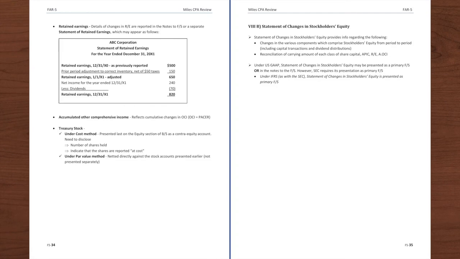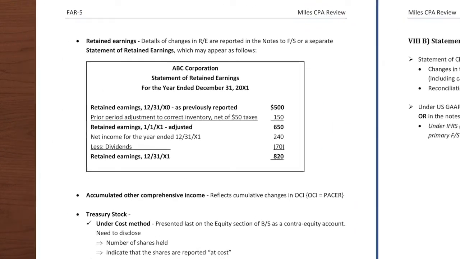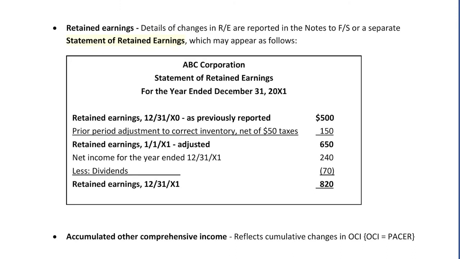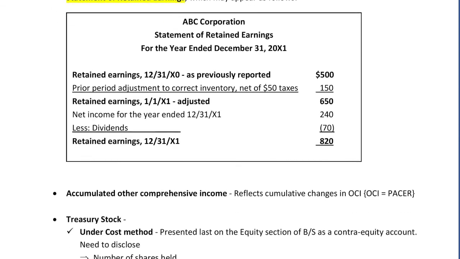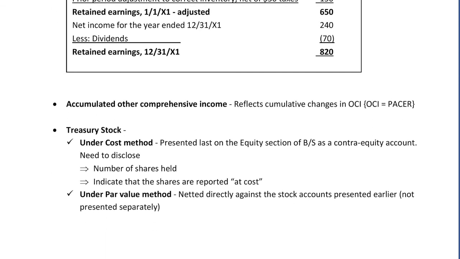I want you to turn to page 34 and look at the second bullet, retained earnings, where we have statement of retained earnings. Now this statement could be presented as part of the disclosures. So look at it, we have beginning retained earnings plus prior period adjustments. Now these are retrospective adjustments which could be due to changes in accounting principle or due to error corrections. That gives us adjusted beginning retained earnings. Then you add net income for the year less dividends paid out during the year, which gives you ending retained earnings.